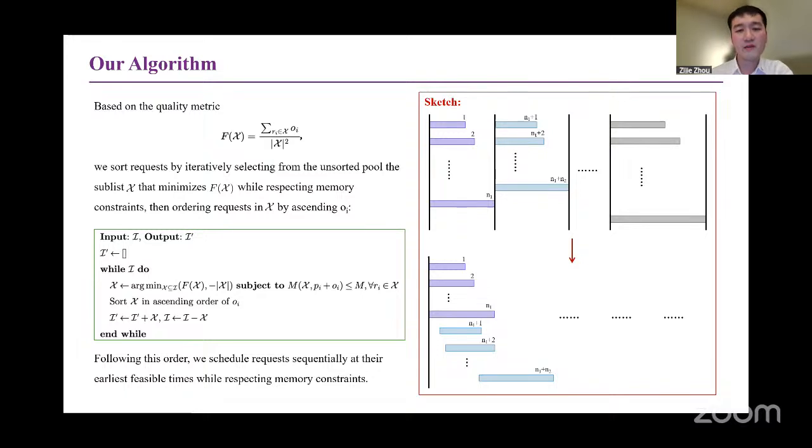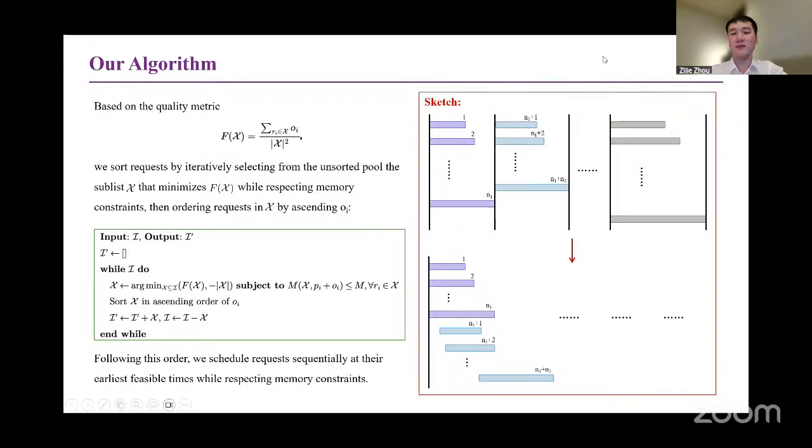Let me introduce a very interesting idea for this scheduling. Suppose that we have n requests. Let's find one batch that achieves the smallest value of this F, and the memory usage at any time in this batch should be bounded by M. Suppose this batch is requests 1, 2, up to n1. Then let's get rid of all of these n1 requests. Among the remaining n minus n1 requests, let's again find another batch whose F score is the smallest.